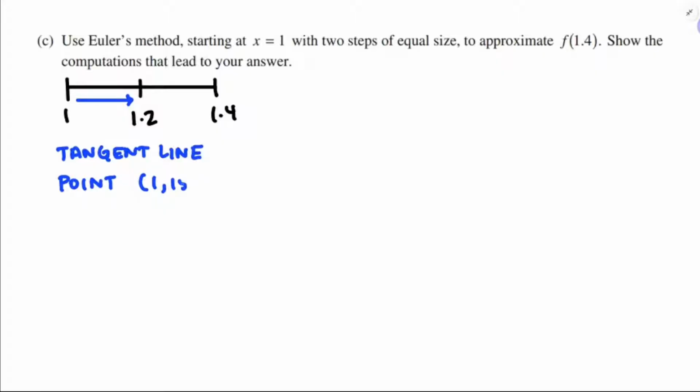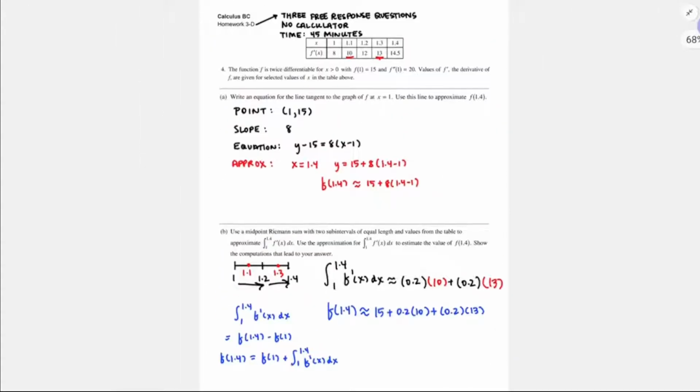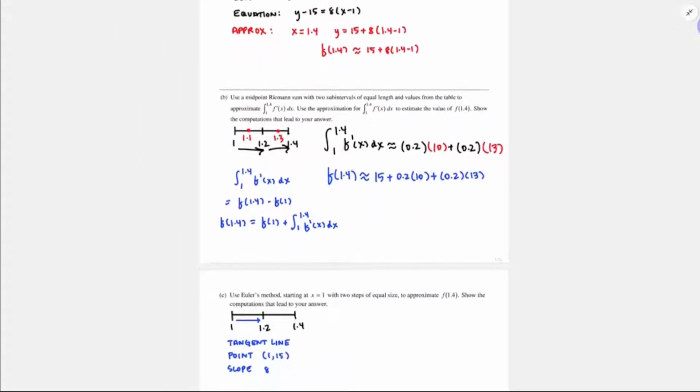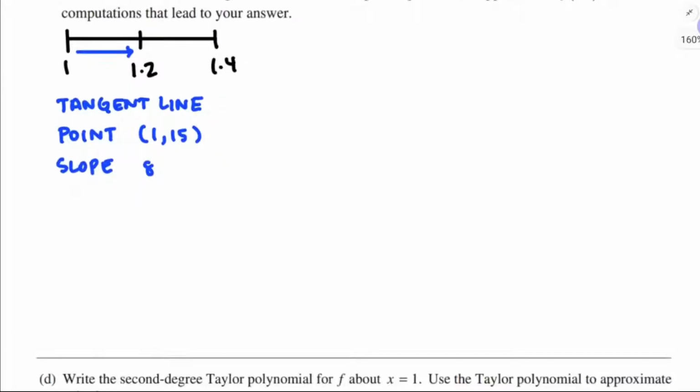But just to remind you, point was 1 and 15. Slope was, I believe, 8. But I'm going to check again. Y minus 15 is 8 times x minus 1, yeah. Y minus 15 equals 8 times x minus 1. Okay, now with the first step, I'm going to say, okay, this was tangent line 1, to organize my work like that.